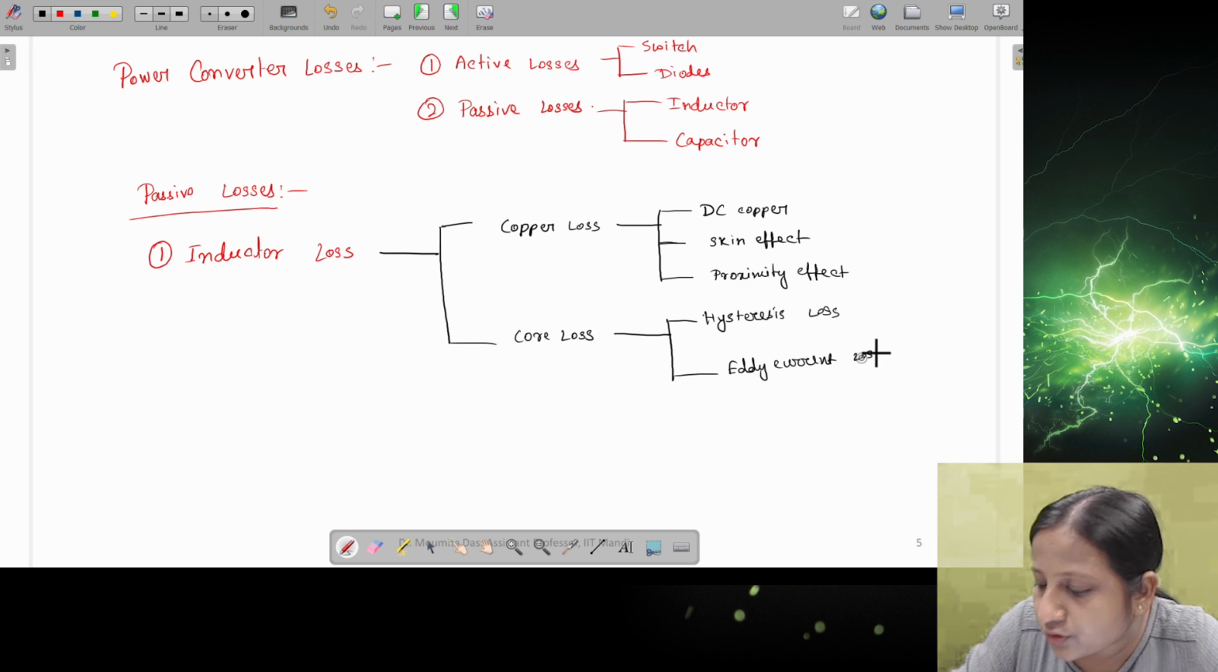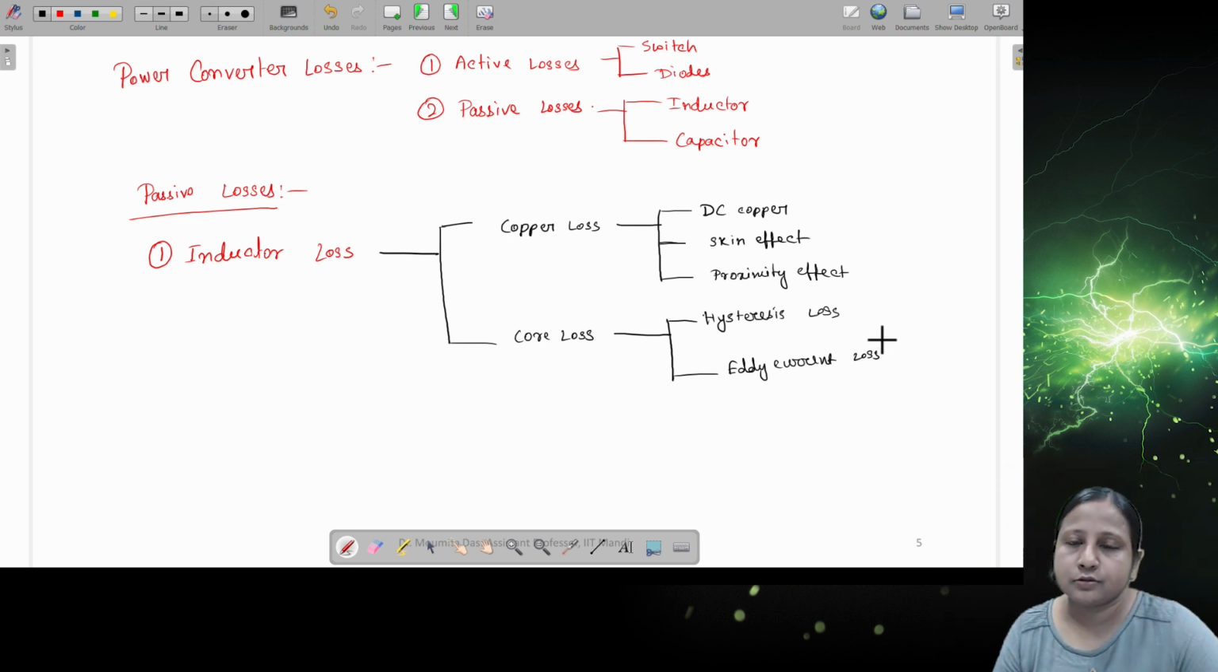So for this different loss component calculation, if you go through any basic book where the magnetic losses are given, by using the formulas you can easily calculate. Okay, so these are the different losses.